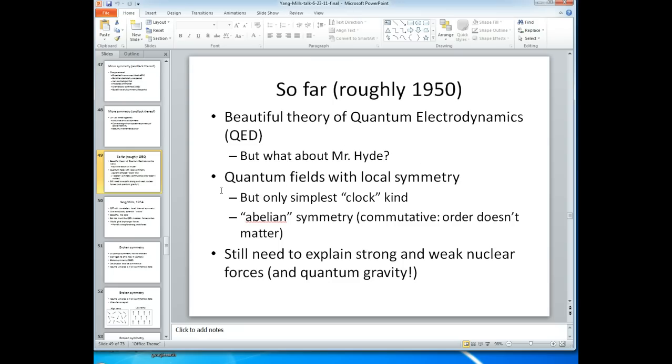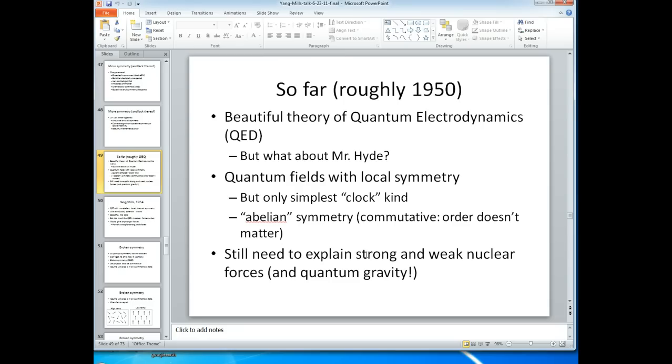Quantum electrodynamics is based on quantum fields with local symmetry. Everybody has this little clock. Every point in space and time has this little clock running. But it's only the simplest kind. I've shown you that when you think about symmetry, you think about rotation especially, and just rotating a circle isn't the most interesting kind. You could rotate a sphere, for example. And what's more interesting about that is that the order of those rotations does matter. So in the QED theory, quantum electrodynamics, we're using only the simplest kind of symmetry.